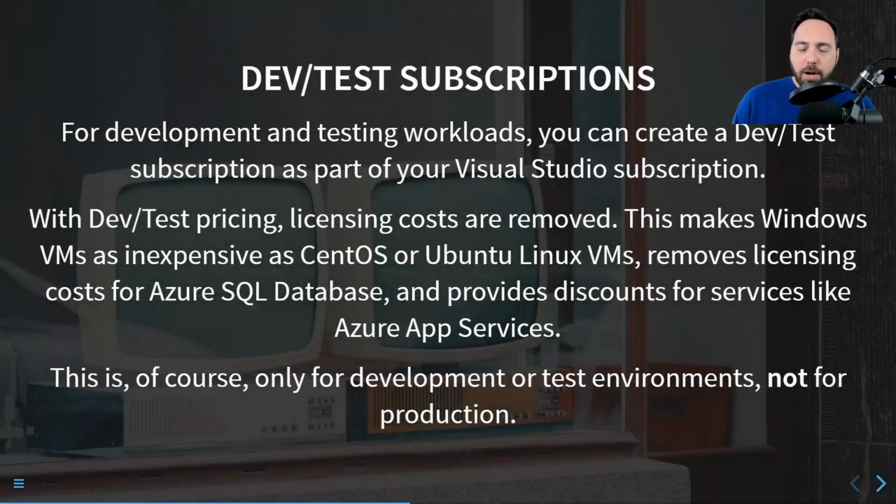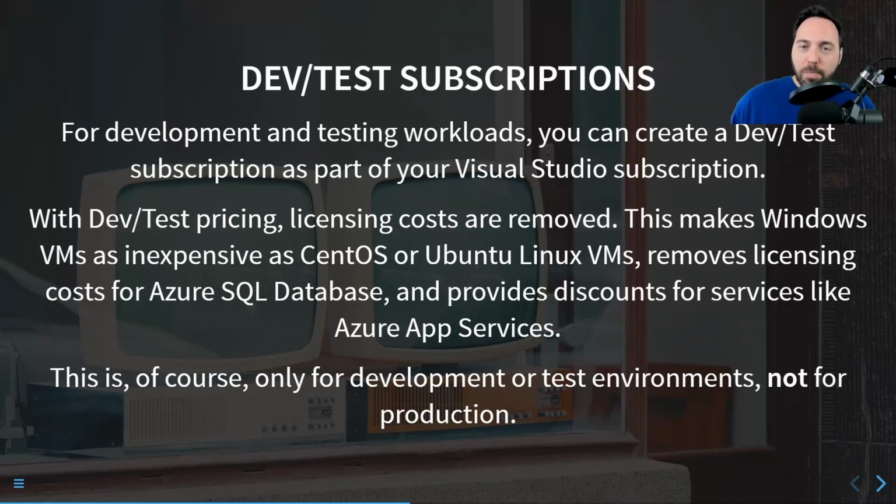I had an asterisk earlier about dev test, and for development and testing workloads in particular, you can create something called a dev test subscription. It's part of your Visual Studio subscription, and it allows you to use dev and test pricing, which removes licensing costs. Right now, if you just use a normal subscription in Azure, even if you call that subscription dev subscription or test subscription, you're paying full prices for everything. Azure doesn't care what your subscription name is. You're paying production prices. You're paying full licensing costs on everything.